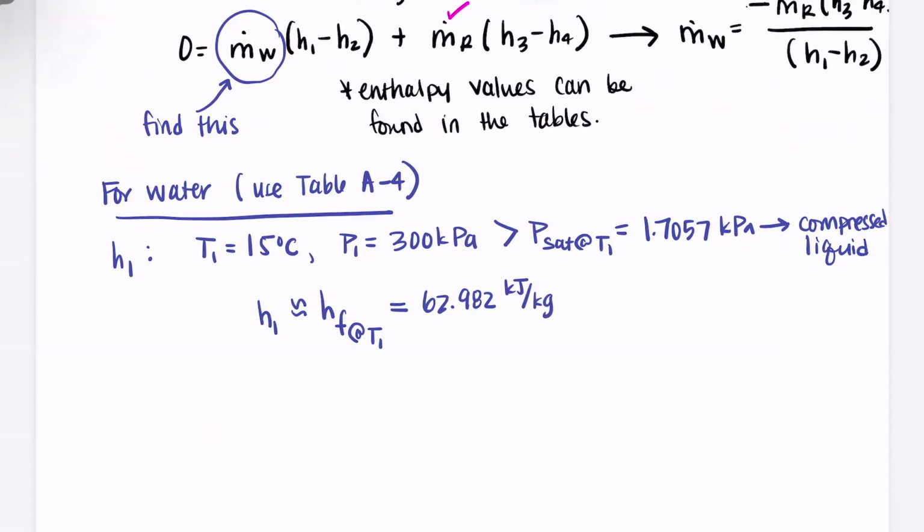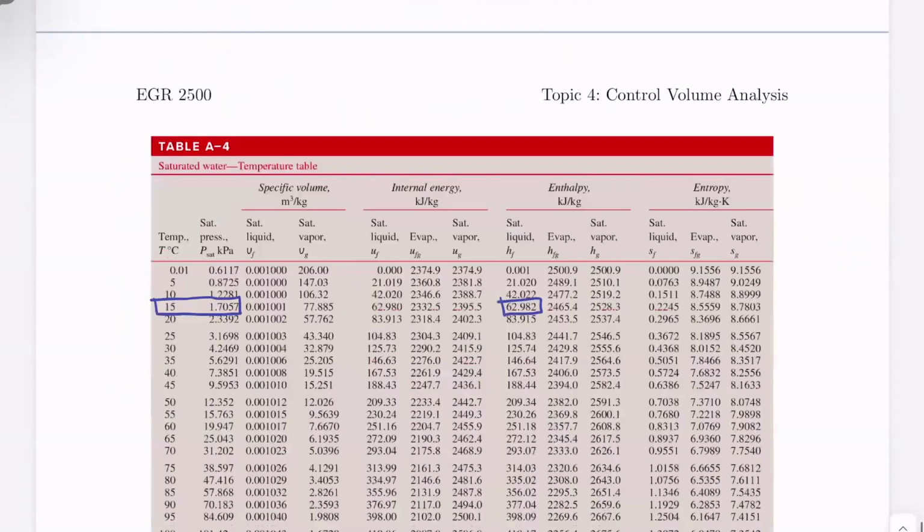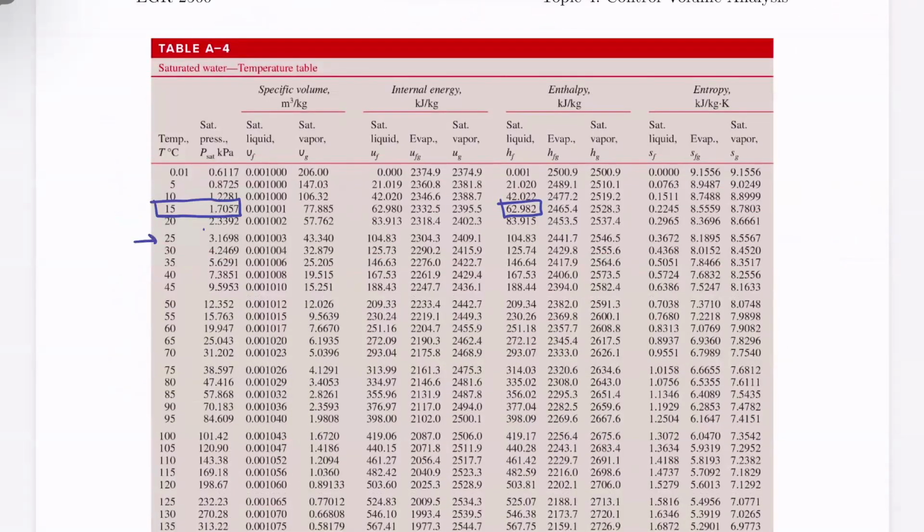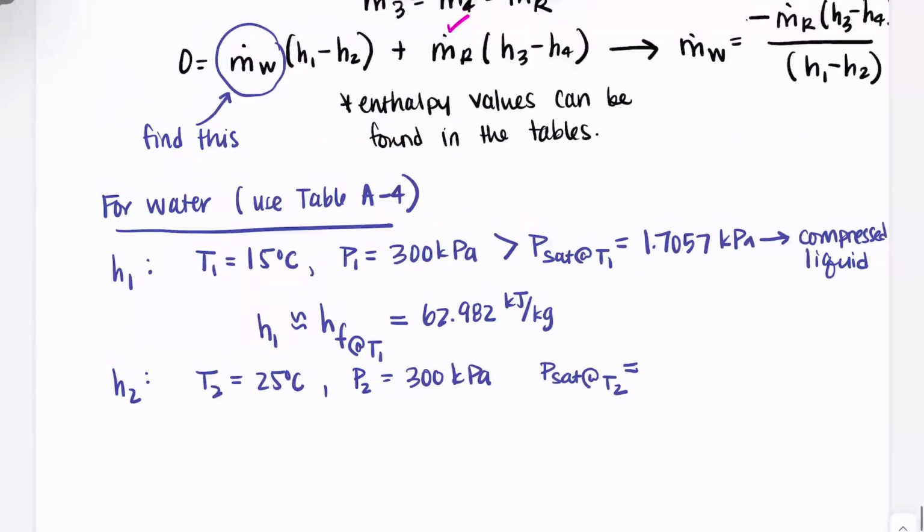And then H2. At the exit for the water, the temperature is 25 degrees C and the pressure is still 300 kPa because we're neglecting any pressure differences. Now we need to compare again to the saturation pressure at T2. So we'll go back to our table and look at 25C. It's 3.1698, which again is much lower than our pressure, so this is a compressed liquid again.